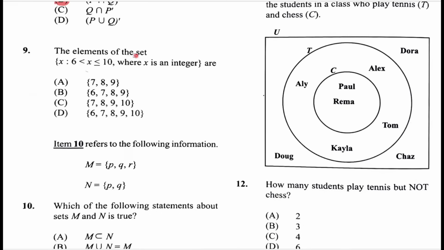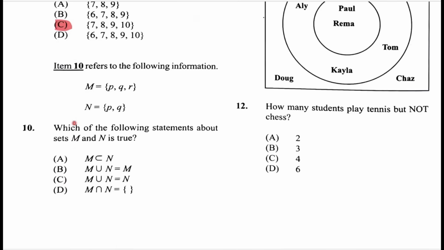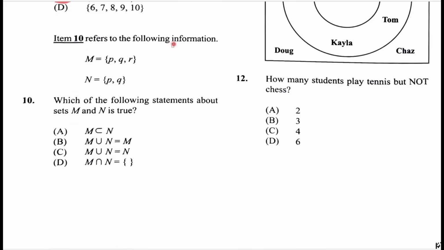Number 9, the elements of the set X such that X is less than or equal to 10, but 6 is less than X, where X is an integer. So between 6 and 10, but including 10, will be what? 7, 8, 9, and 10, because you're going up to 10, but you're not including the 6, right? X is more than 6. So that's C.